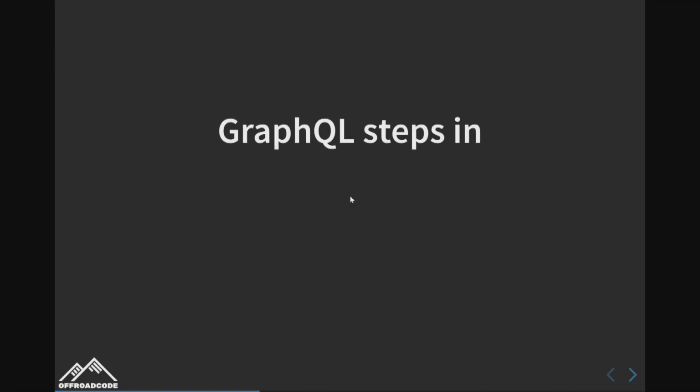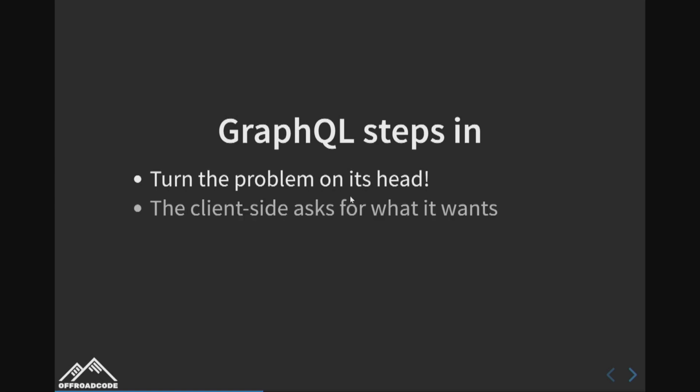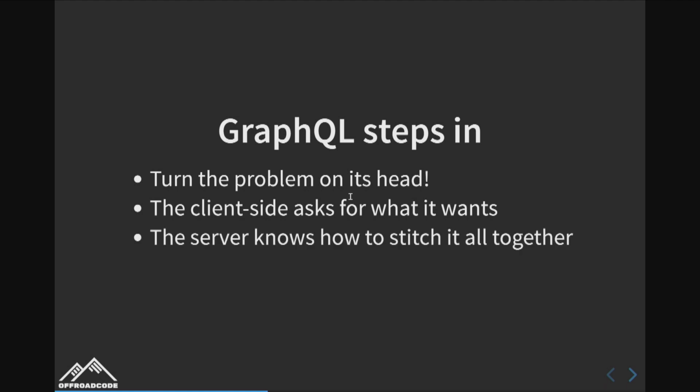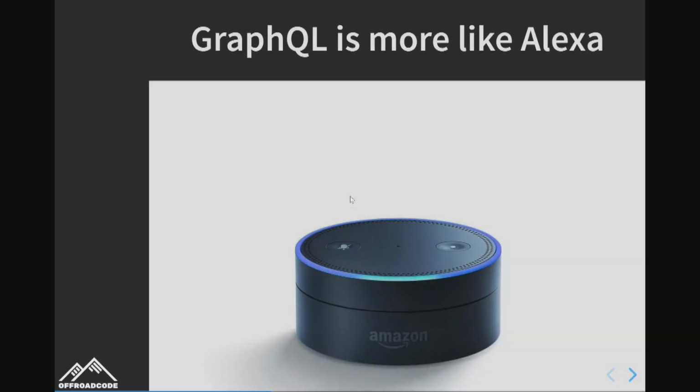GraphQL steps in, another hero. So let's turn this problem on its head. The client asks for what data it wants. And the clever bit is the server knows how to stitch that data together and return it. To do that, we have to do an awful lot of work up front on the server end, which is the bit that makes everyone's bottom fall out. If only there was a way we could automate that. Spoiler alert, there is. And so, by knowing what it's going to stitch together, it can return you just what you needed and just in the shape that you requested it.